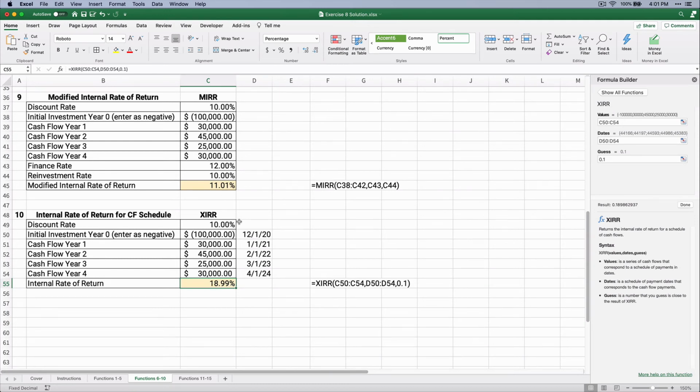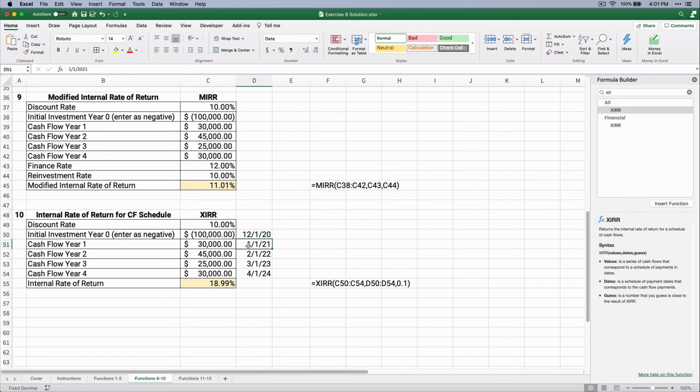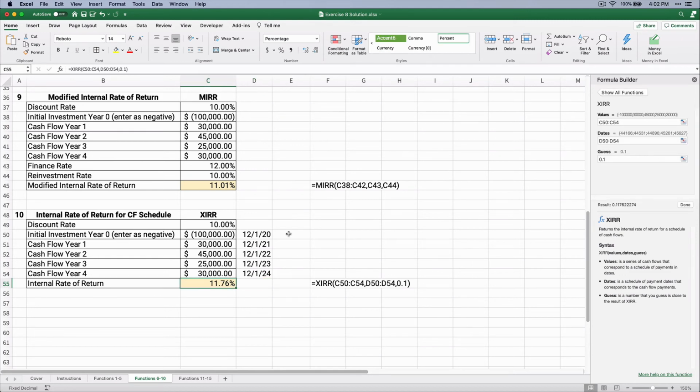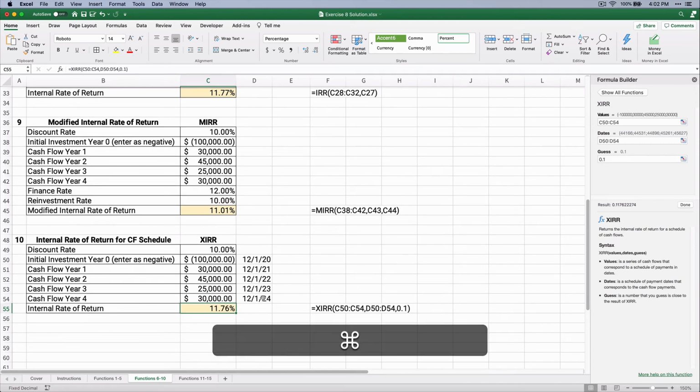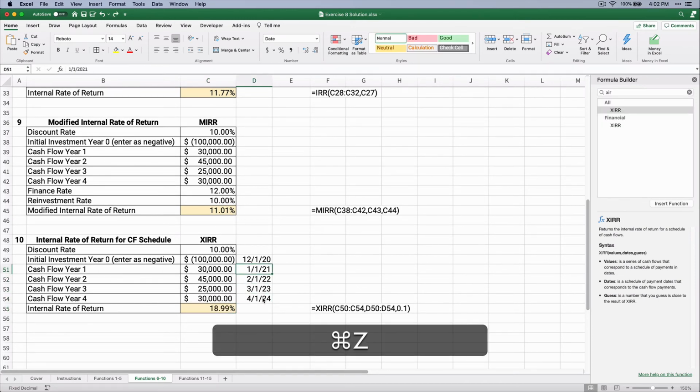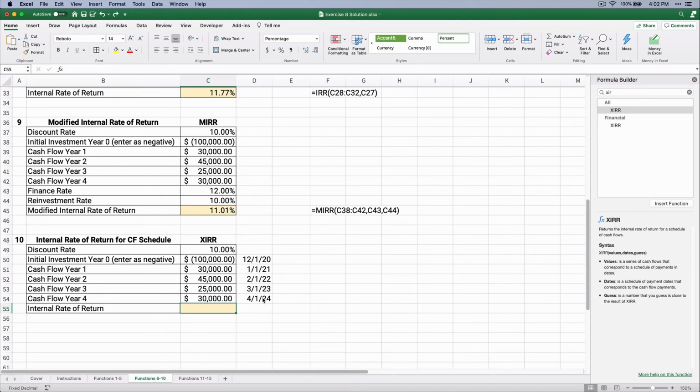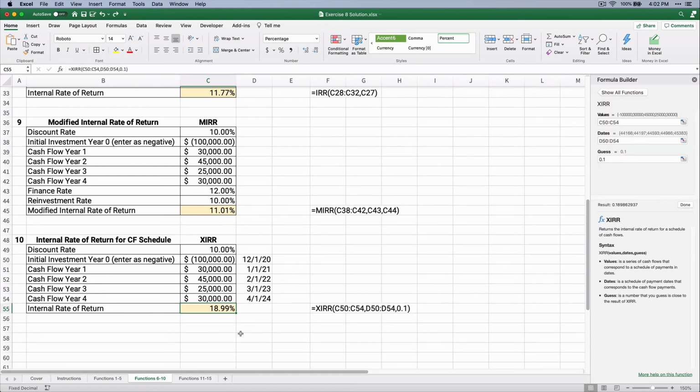Now, this was annual, so this would be 12/1/21 and 12/1/22, 12/1/23, and 12/1/24, and we end up with virtually the same answer we would on the internal rate of return. Okay, but we can modify the dates, and the dates don't have to be annual, right? They could be every month along the way. So 18.99 was the one we got.